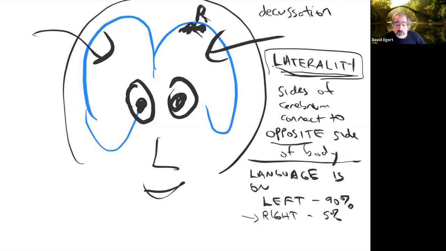These people who have language on the opposite side tend to be lefties. They're left-handed people. So for whatever reason, whatever side of your brain is dealing with language, the other side is usually your dominant hand. And then it's maybe mixed, 5%. It's mainly on the left.